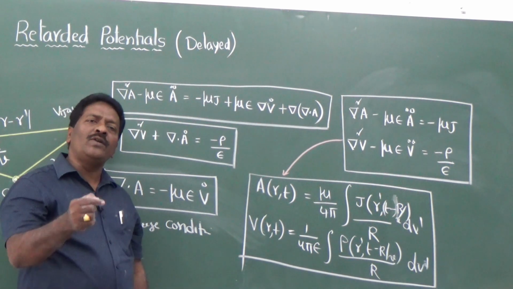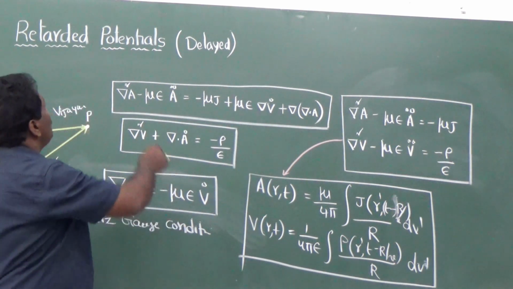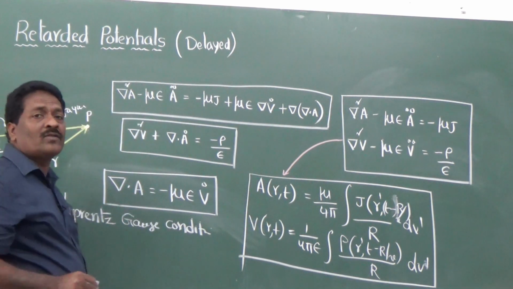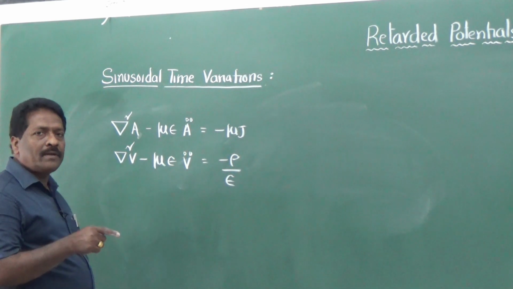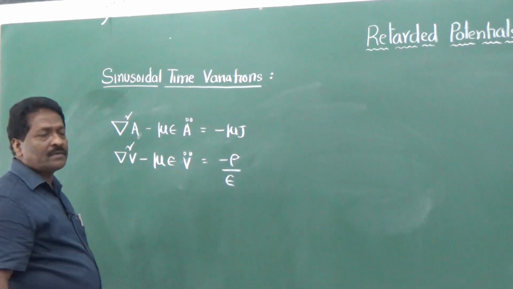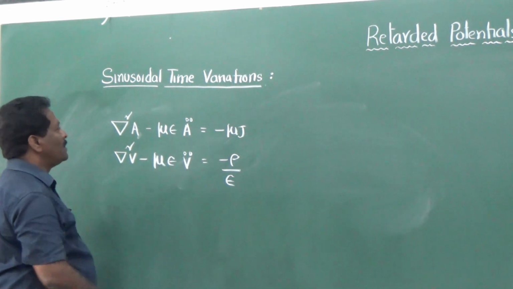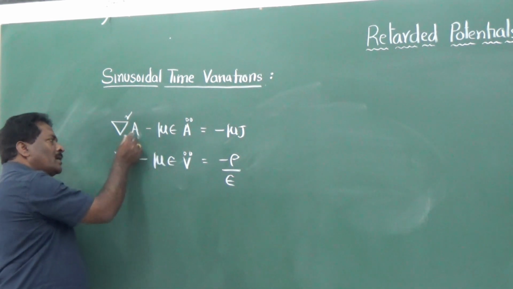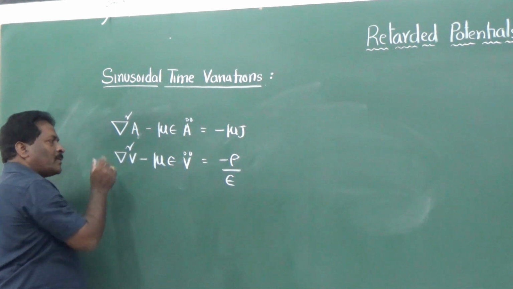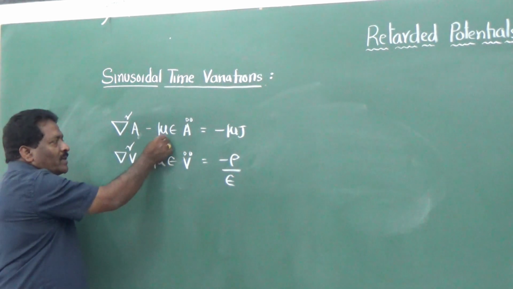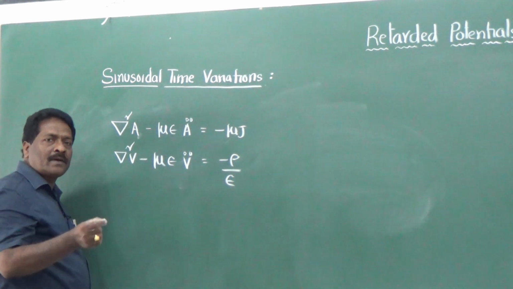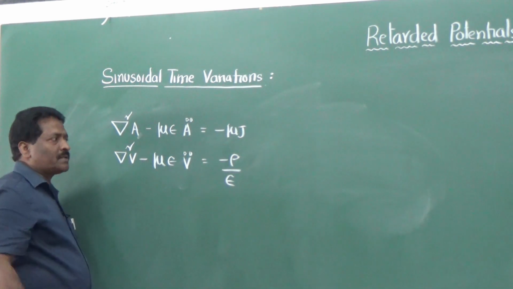Okay, now we are going to see the potential function variations for sinusoidal time variations. We have developed these potential equations, and these are the two second order potential equations. This is for vector magnetic potential A, and this is for scalar electric potential. These two equations are developed by using the concept of the Lorentz Gauge condition.